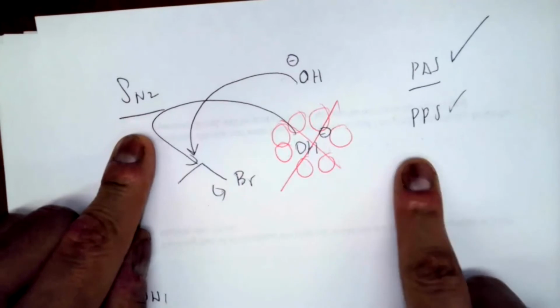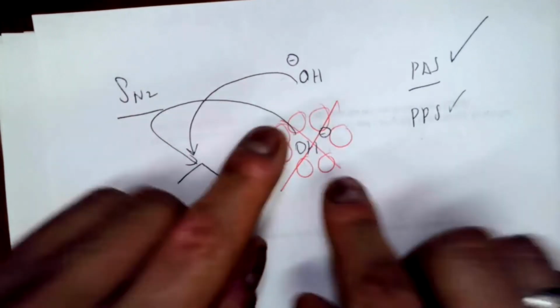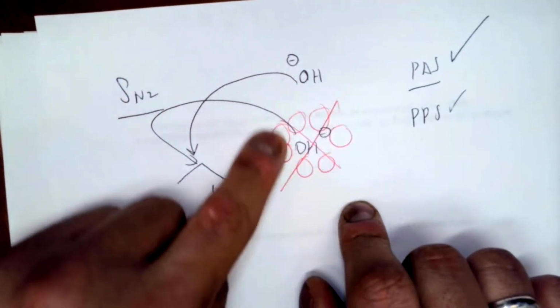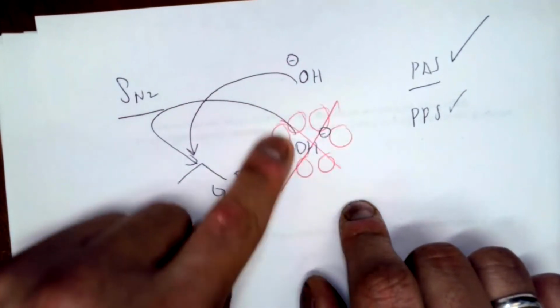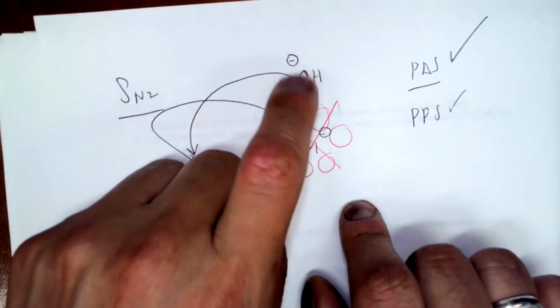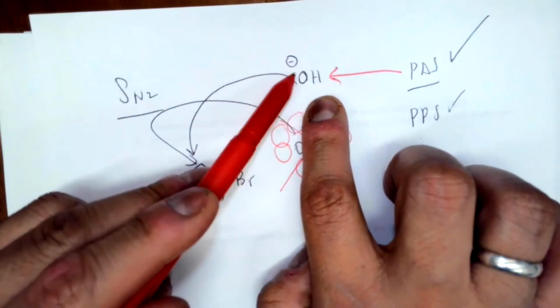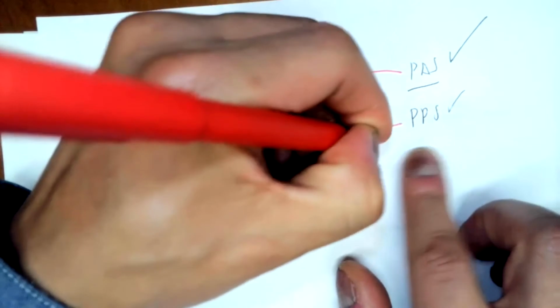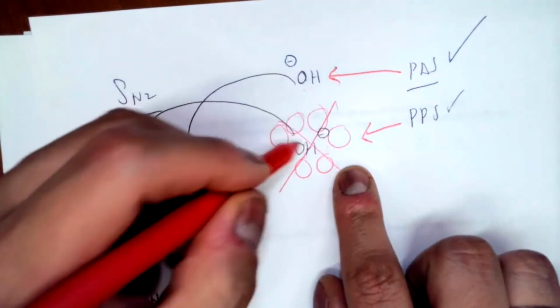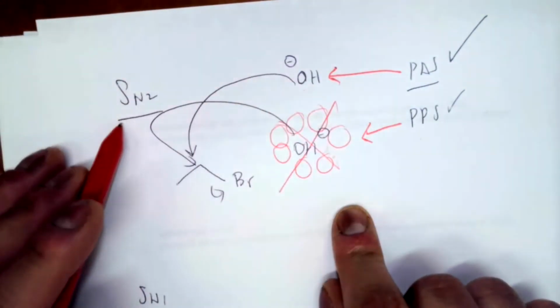In the case of SN2, it's a different case, right? In the case of SN2, I don't want my nucleophile to be hindered. How can I do that? Use a PAS, because PAS does not solvate anions, but PPS does solvate anions. So that's why it's so bad for me to use PPS in an SN2 reaction.